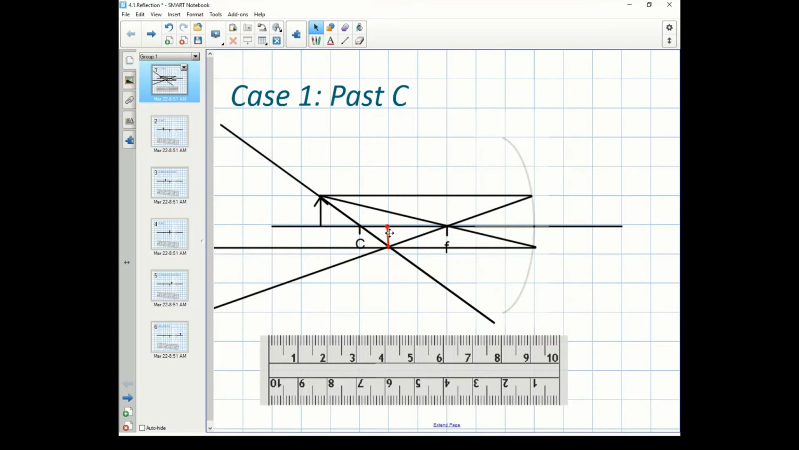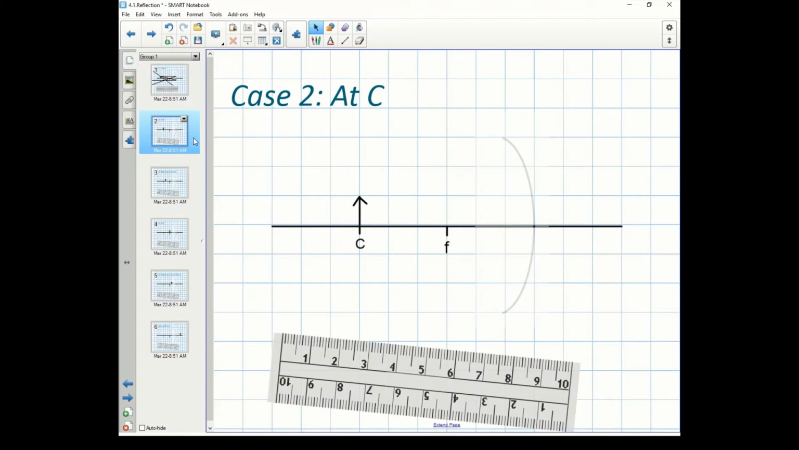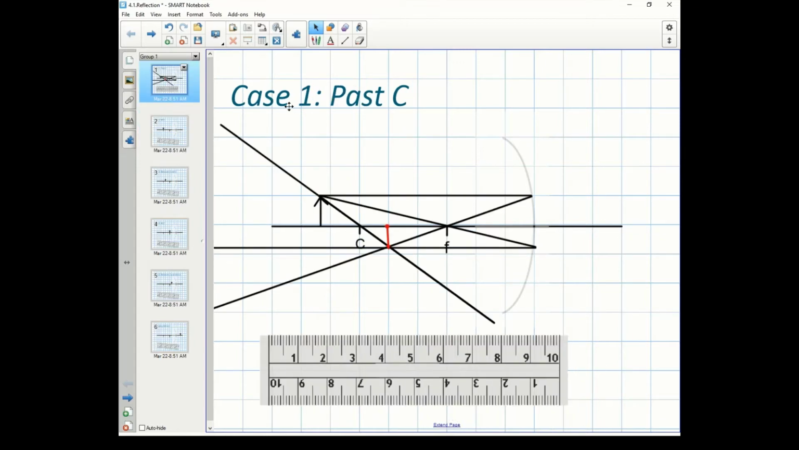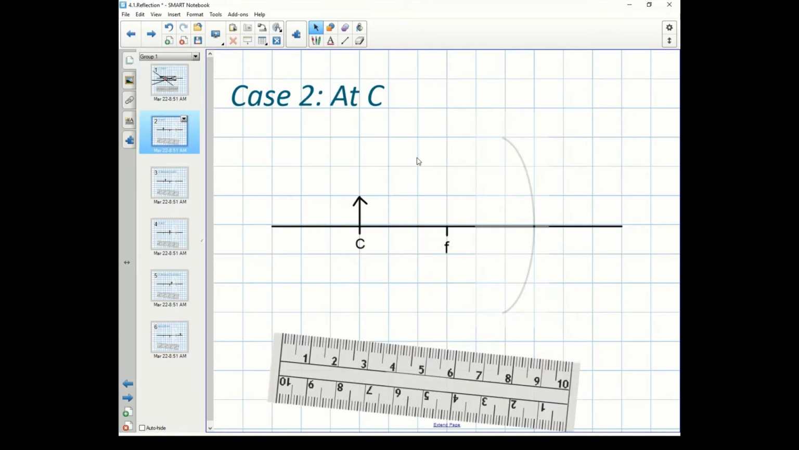Okay. So we'll try another one. So this was when I was past C. Anytime I put an object past C, I'm always going to get an inverted, smaller, and real image.